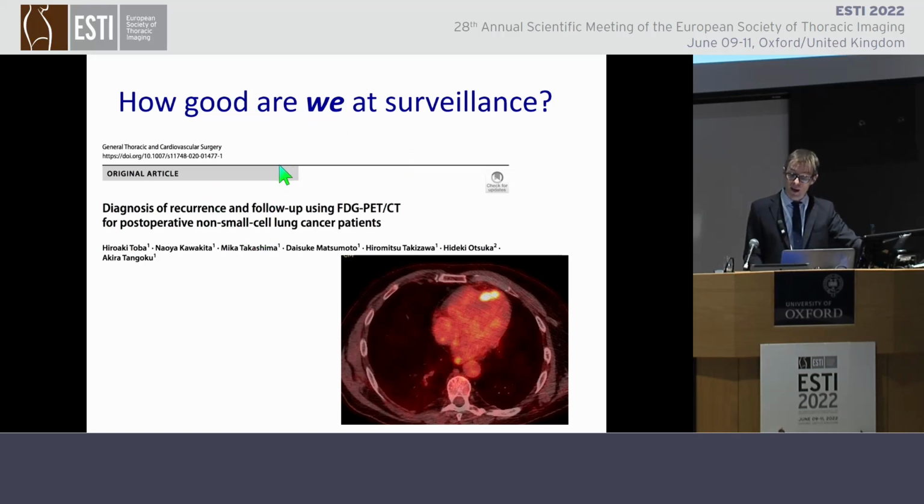PET-CT is probably better. We use PET-CT for following up patients who've had stereotactic radiotherapy and for ablation, but we don't use it for lung cancer surgery. But that may change in time.